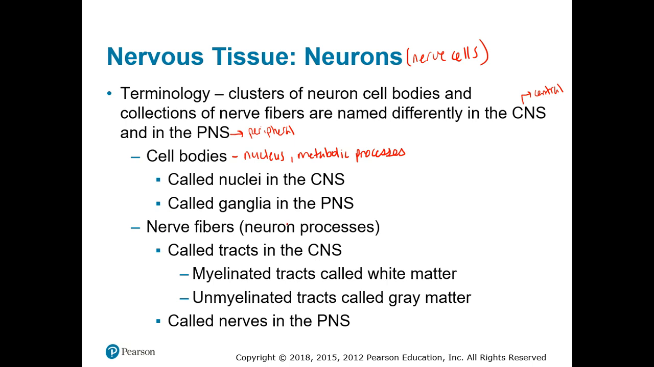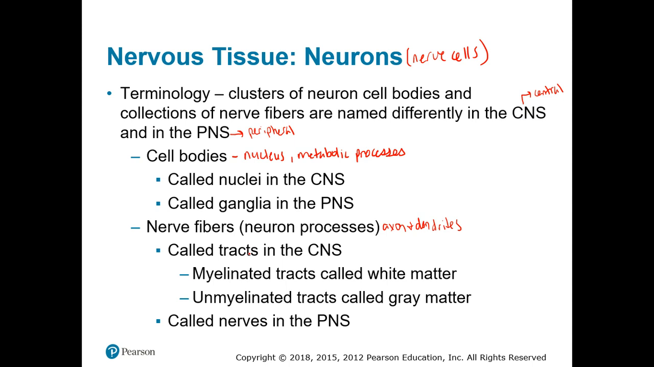Nerve fibers, remember, these are just your neuron processes. These are anything that comes off of the cell body. So we learned about two, axon and dendrites. These are called tracts in the central nervous system and nerves in the peripheral nervous system.